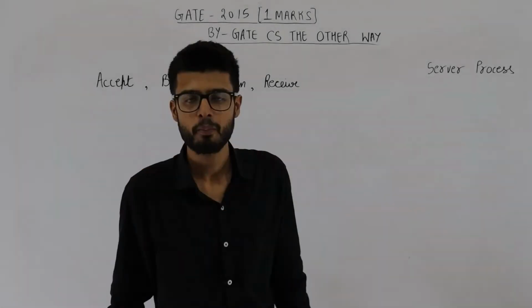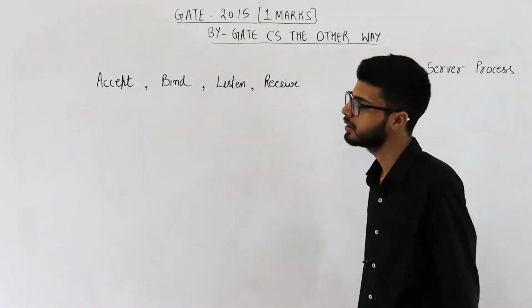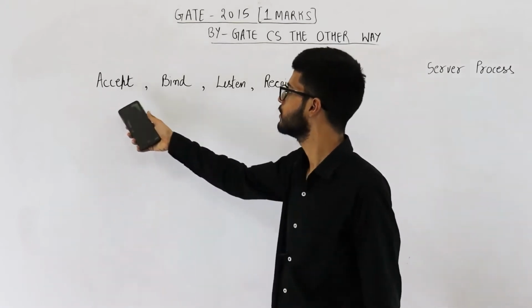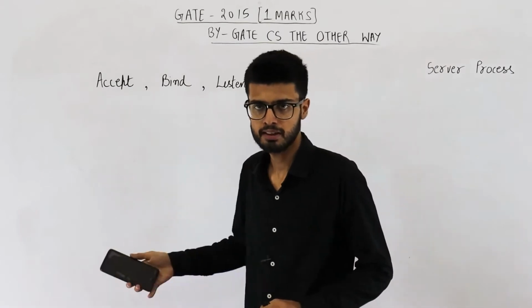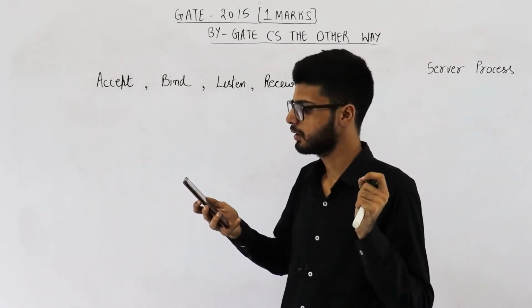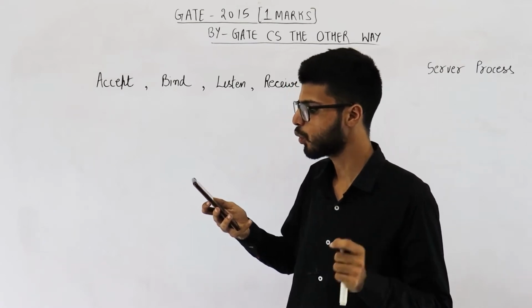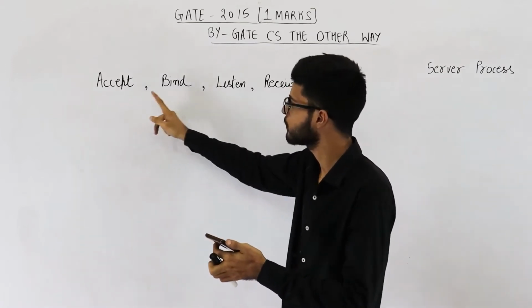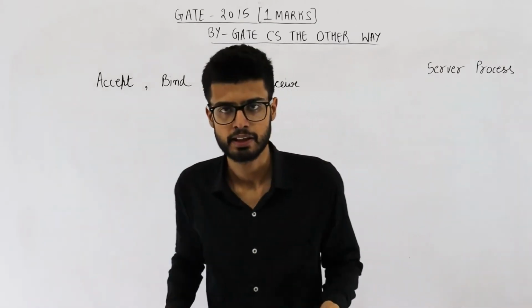The question is from GATE 2015 exam and is for 1 mark. They're asking in what order will these 4 system calls be executed by a server process. Let's have a look at the statement. Identify the correct order in which a server process must invoke the function calls accept, bind, listen and receive according to Unix API.